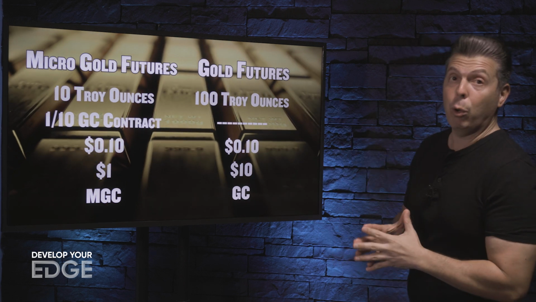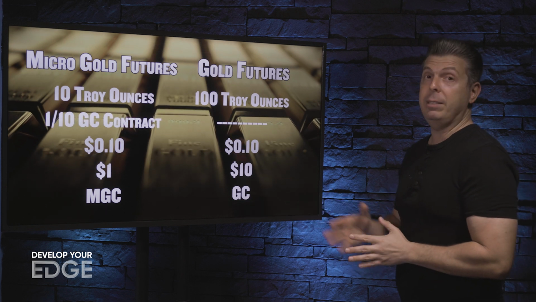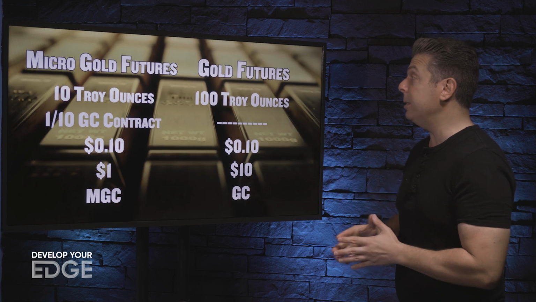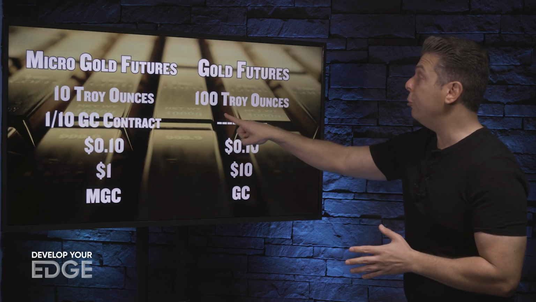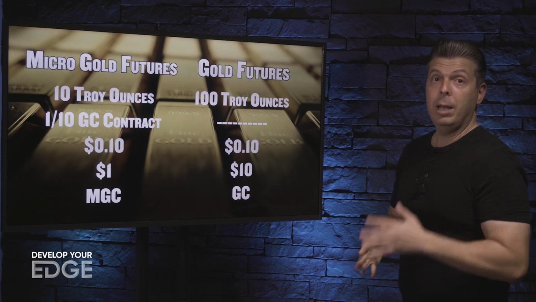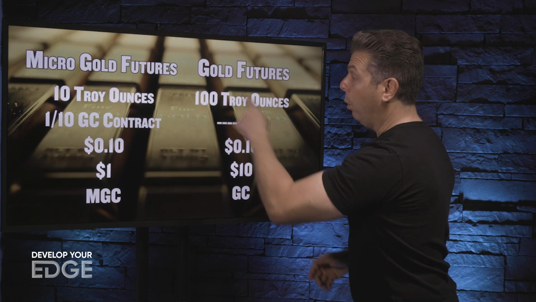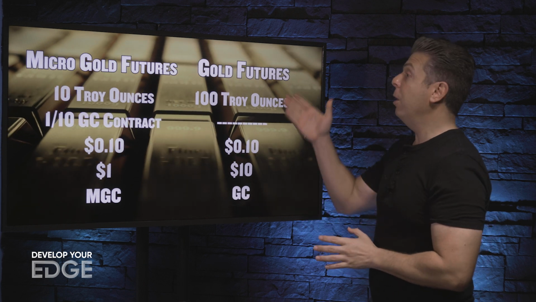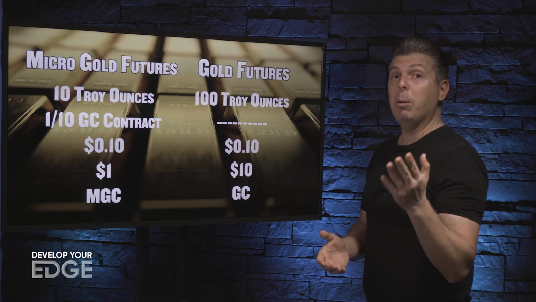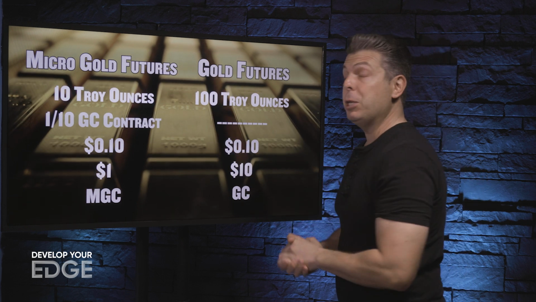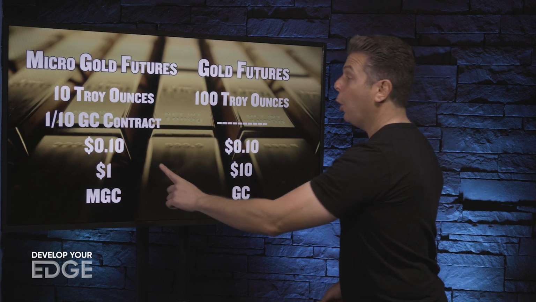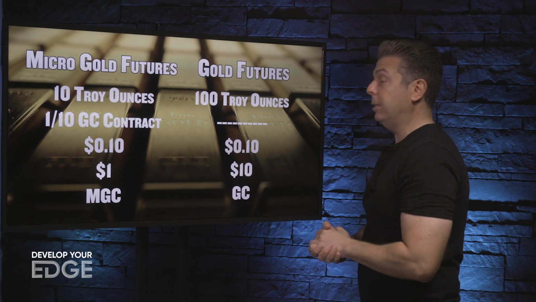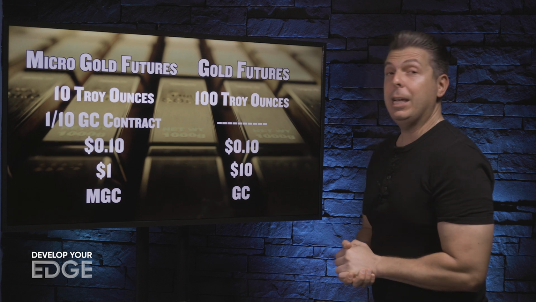First, we have the standard gold futures contract. The symbol is GC. It is $10 per tick and it moves in 10-cent increments. This is equivalent to 100 troy ounces. Now you have the micro gold futures. It is 1/10 the size of the gold futures contract. It still moves in 10-cent increments, but it's $1 per tick, and it's 10 troy ounces, and that symbol is MGC.